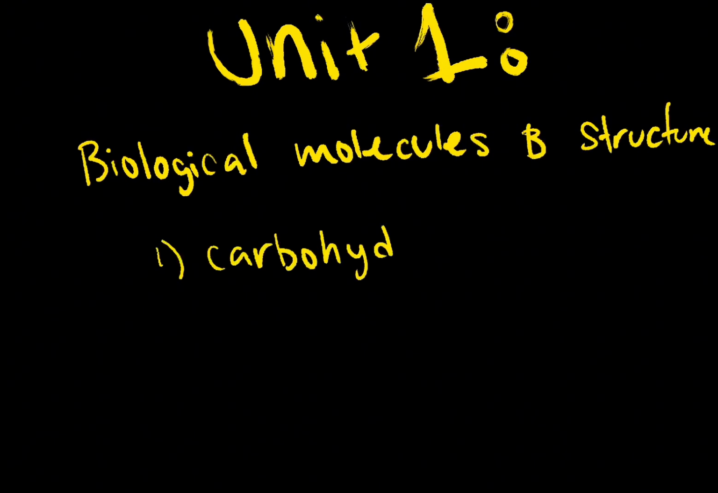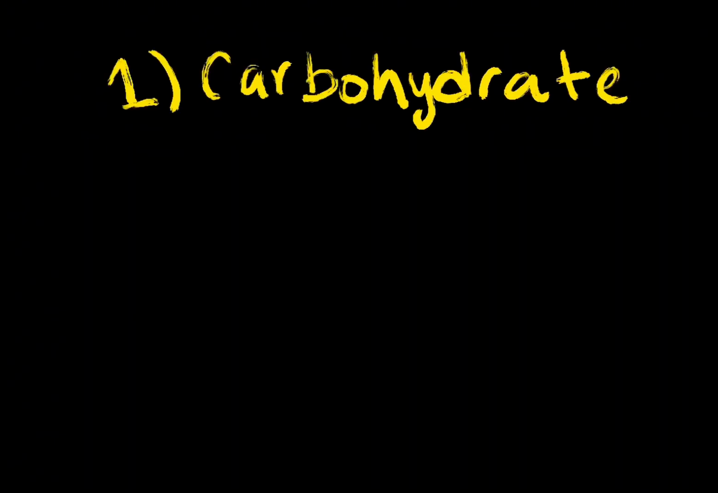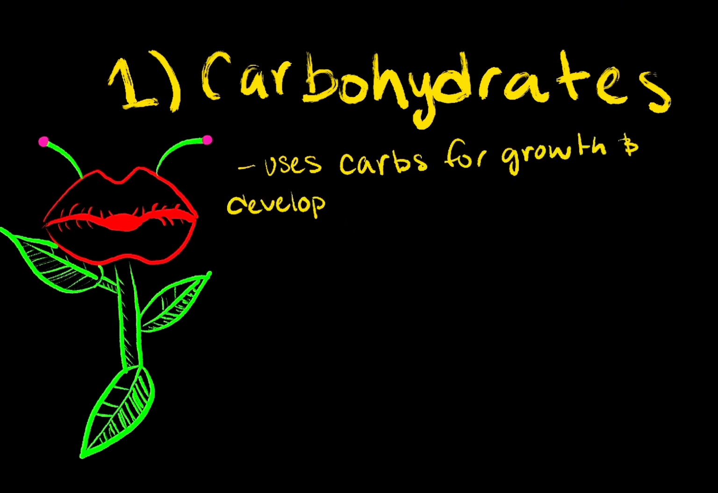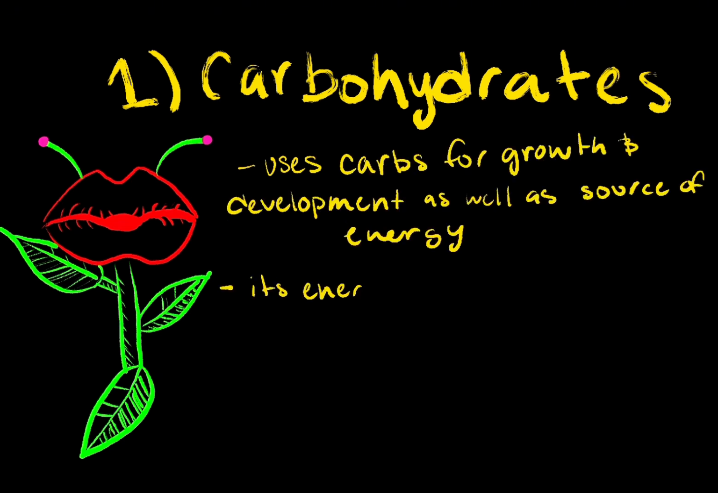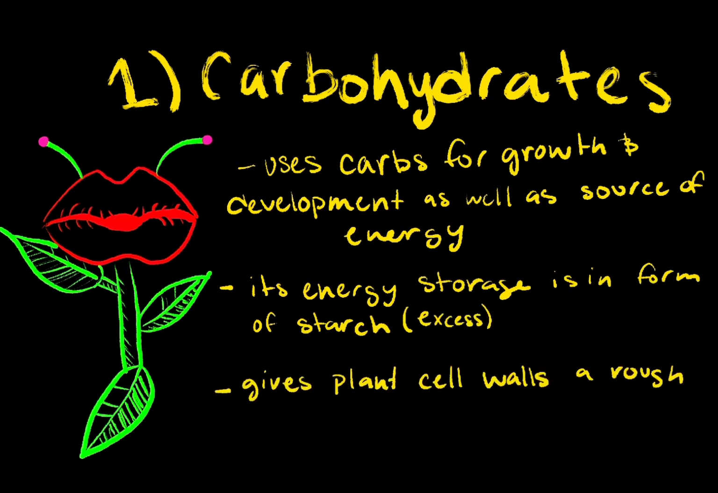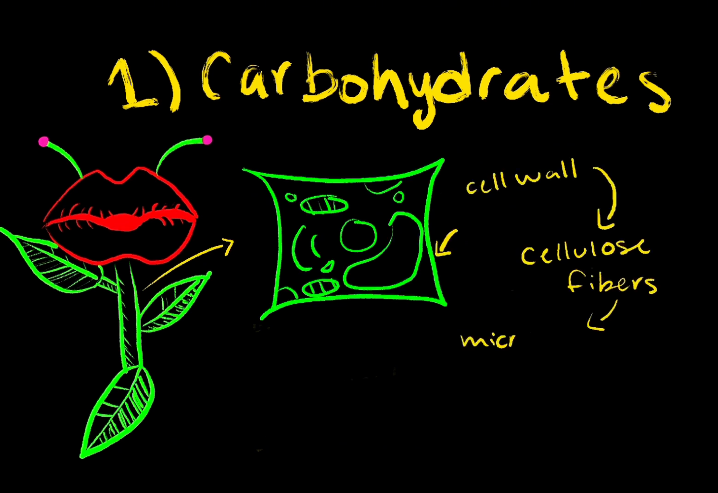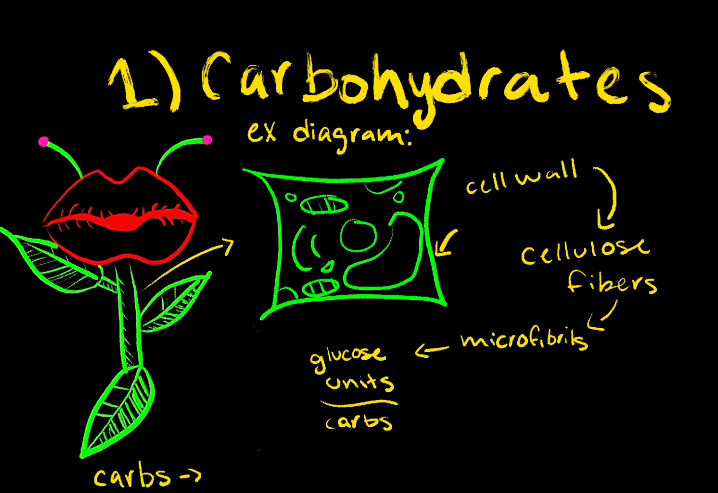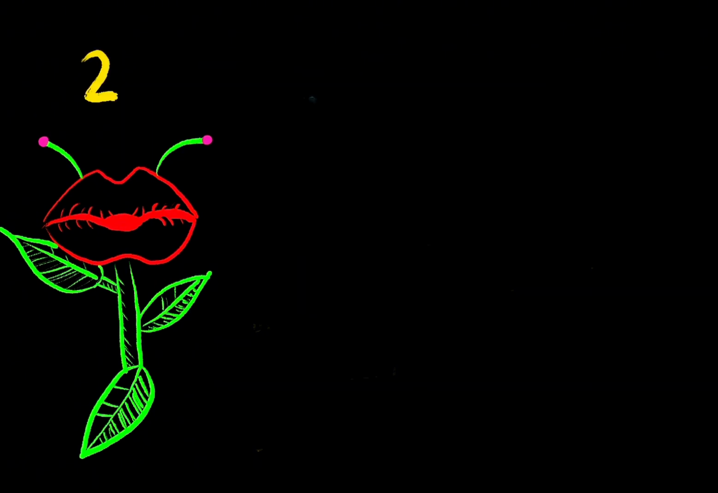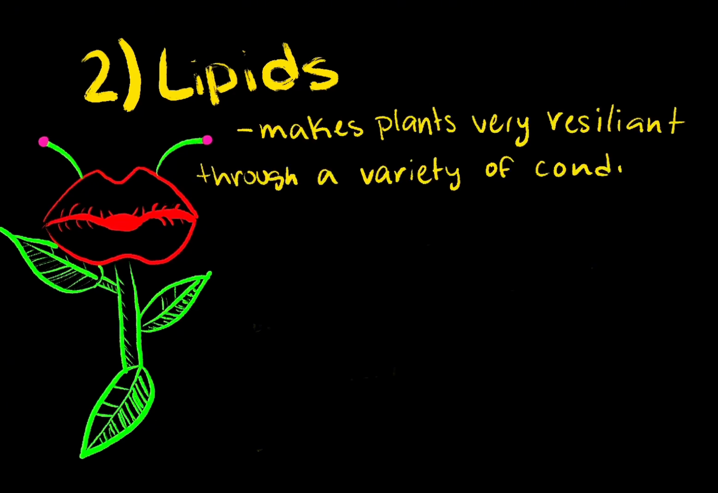And so now we'll be talking about how this organism utilizes macromolecules. It uses carbohydrates for growth and development as well as a source of energy, and its excess energy is stored in the form of starches. This gives the plant cell. This diagram shows how carbohydrates are used as glucose units, which become microfibrils that become cellulose fibrils that make up the cell wall. Now, the way it uses lipids, it makes the plant very resilient through a variety of conditions.